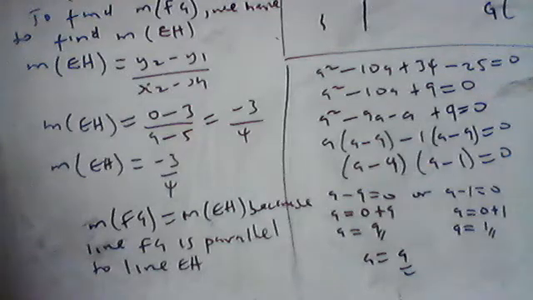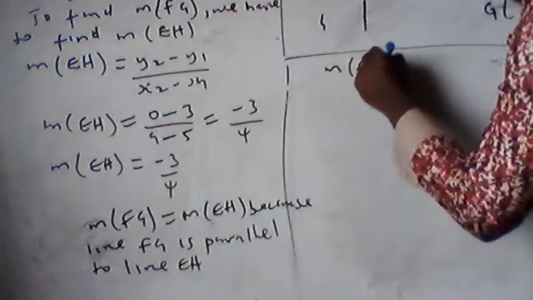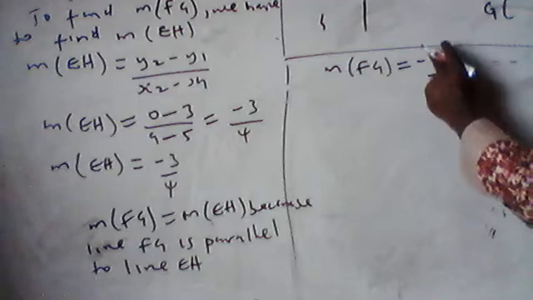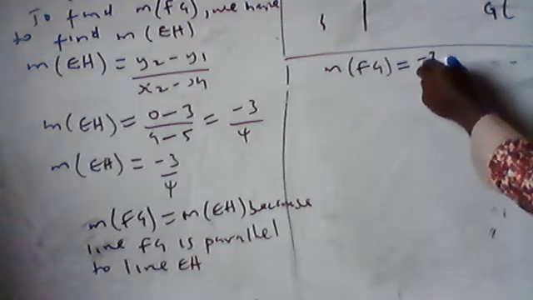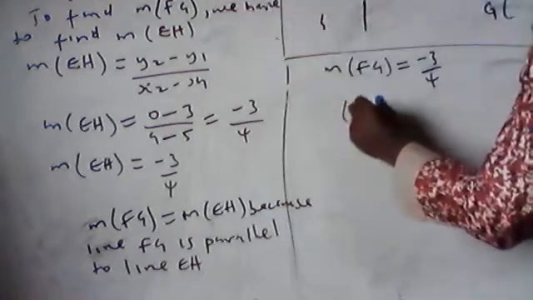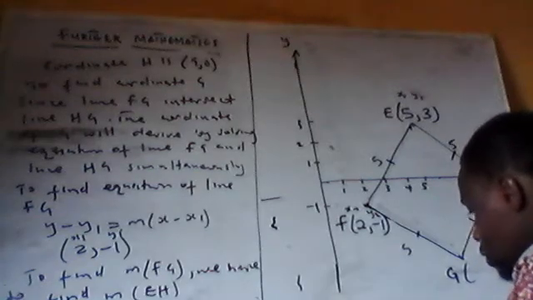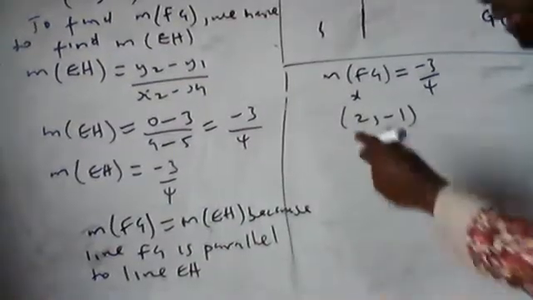Now let me continue from here. So the gradient of FG will be equal to minus 3 all over 4. They will have the same gradient because they are parallel to each other. And it passes through F, which is 2, minus 1. This will be our x1, y1. I'm looking for the equation of FG, so you have the formula.